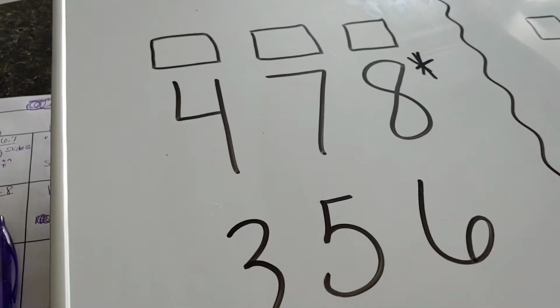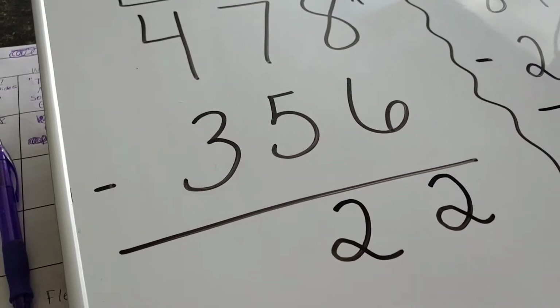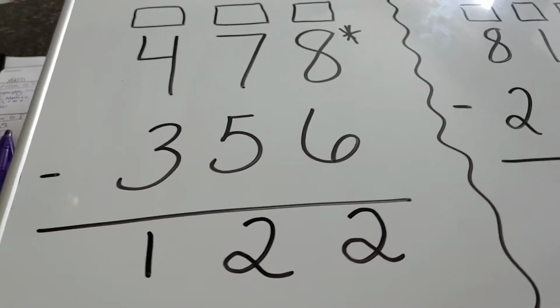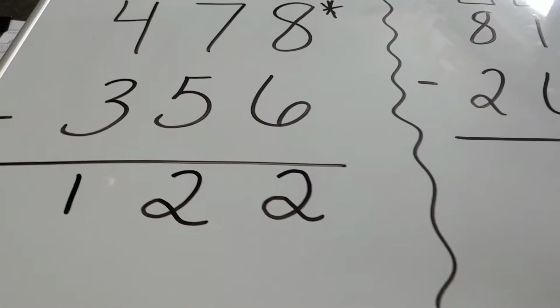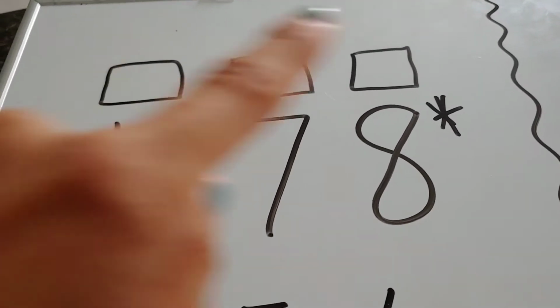And lastly, in the hundreds, I have 4 minus 3. 4 take away 3 equals 1. So the difference is 122. All right, that problem went pretty quickly because, as you see, there was no need to regroup in any of my columns.